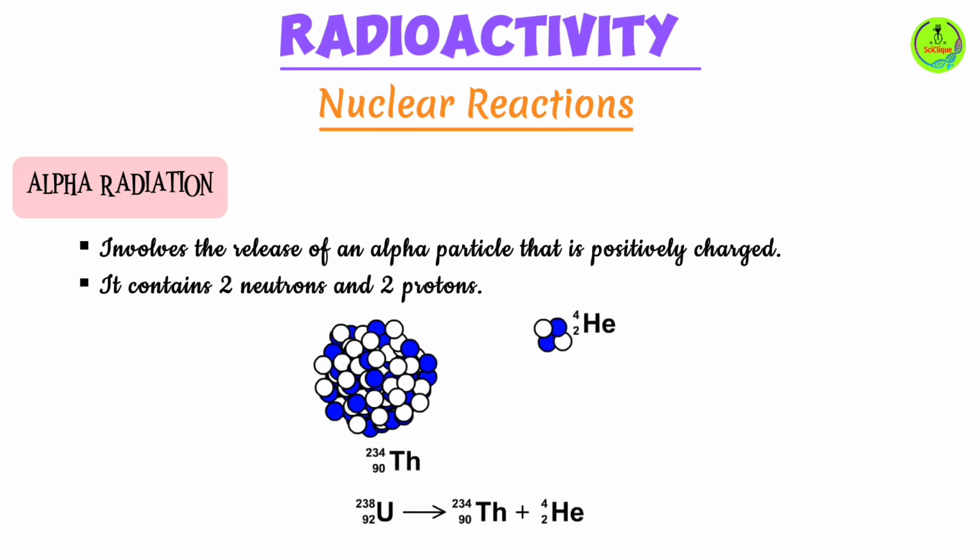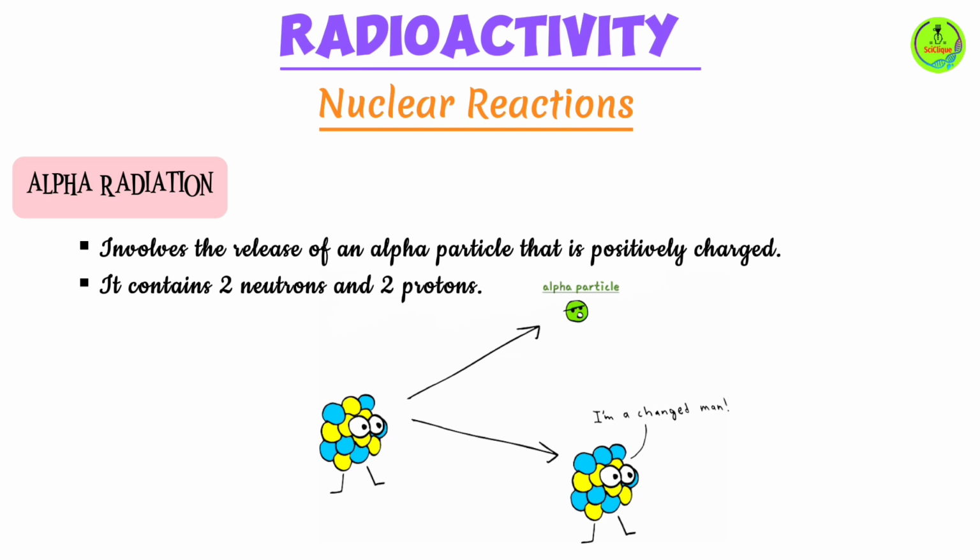Now, whenever alpha radiation takes place, you end up having a new element. So this is no longer uranium because this element has a totally different atomic number than uranium. Remember, when you talked about protons, protons make up the identity of an element. So if you have an element that has two protons less than its parent, that is no longer the same element, it's a totally different one.